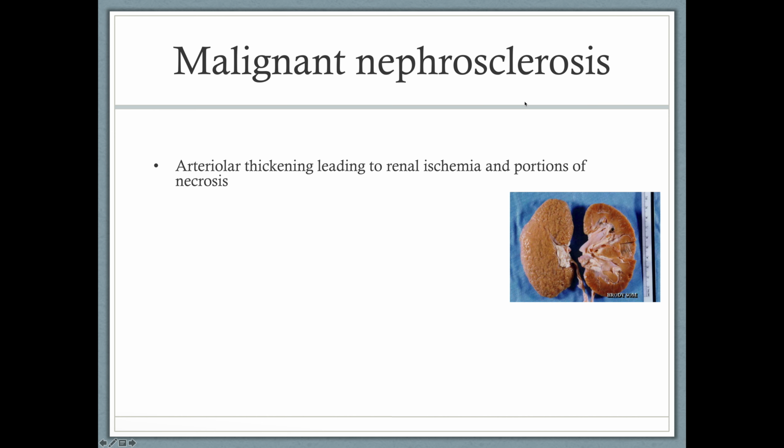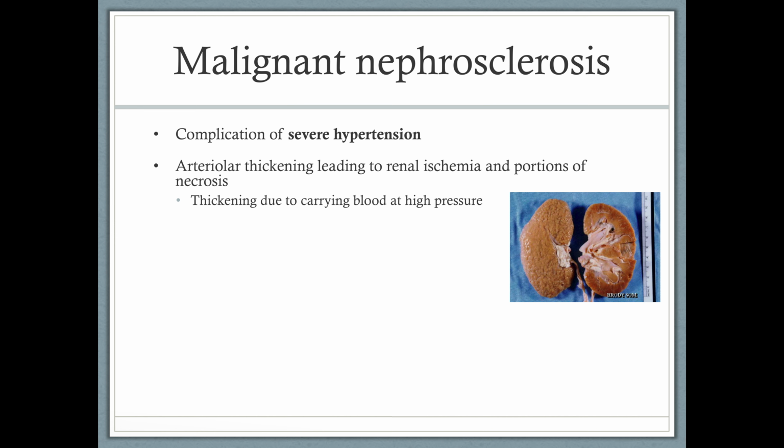When there is so much damage to the arteriolar portions, you can get a lot of thickening leading to ischemia, and you get portions of necrosis of the kidney because ischemia is referring to a lack of oxygen. You get this thickening because of high blood pressure. So the higher the pressure, the higher the velocity, the more of a likelihood of damage to the renal arteries. So you see this mainly with severe hypertension.